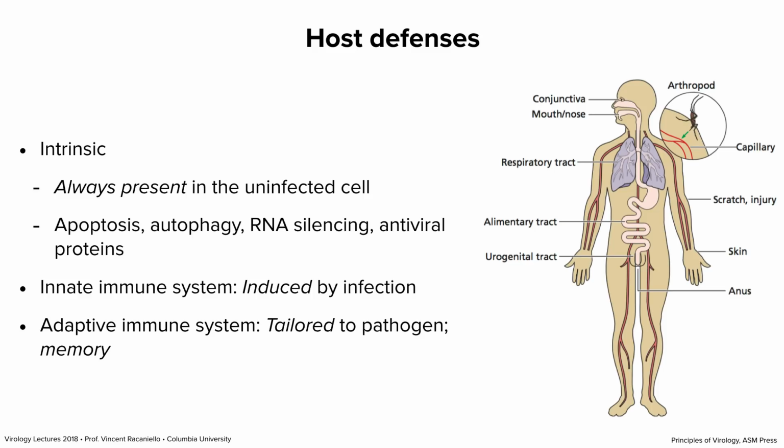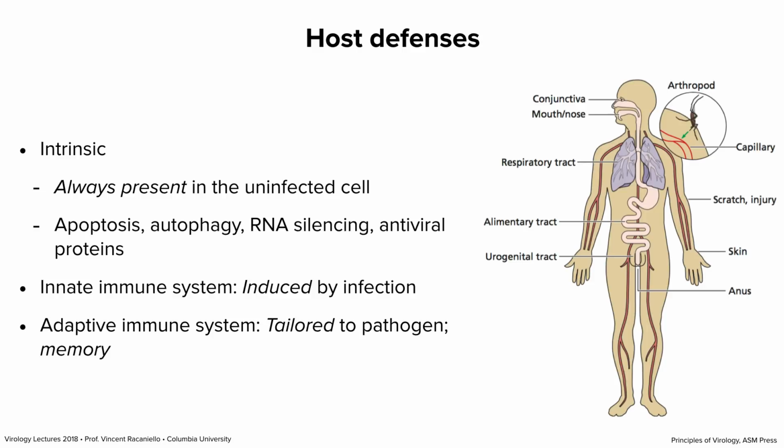So what is adaptive immunity? Let's go back and review what we've talked about. We talked last time about intrinsic immune defenses, which are always present in the uninfected cell, and include apoptosis, autophagy, RNA silencing, antiviral proteins. So you should be familiar with some of those. We also talked about the innate immune system, which is not always on. It's induced by infection, and it involves sensors that sense when there is a foreign molecule present in the cell. And that results in the production of cytokines and chemokines.